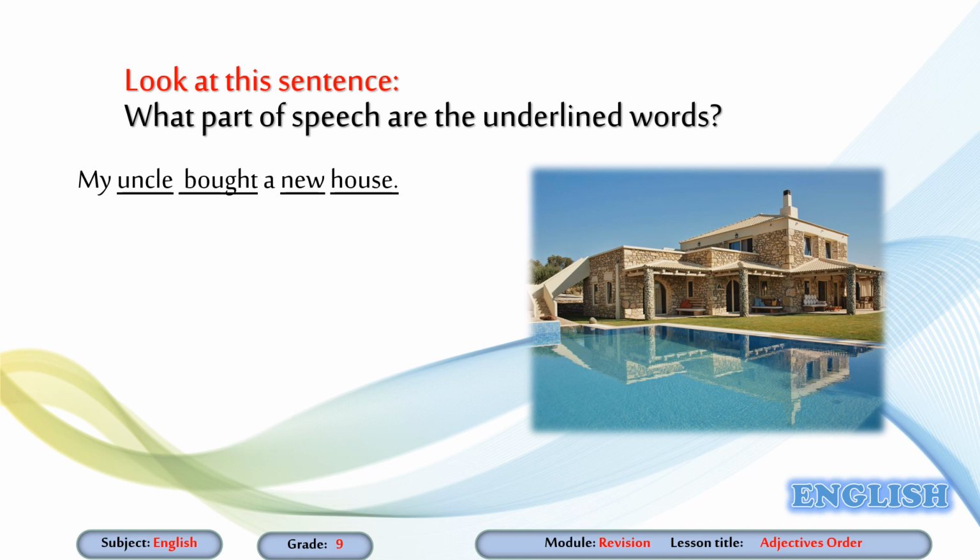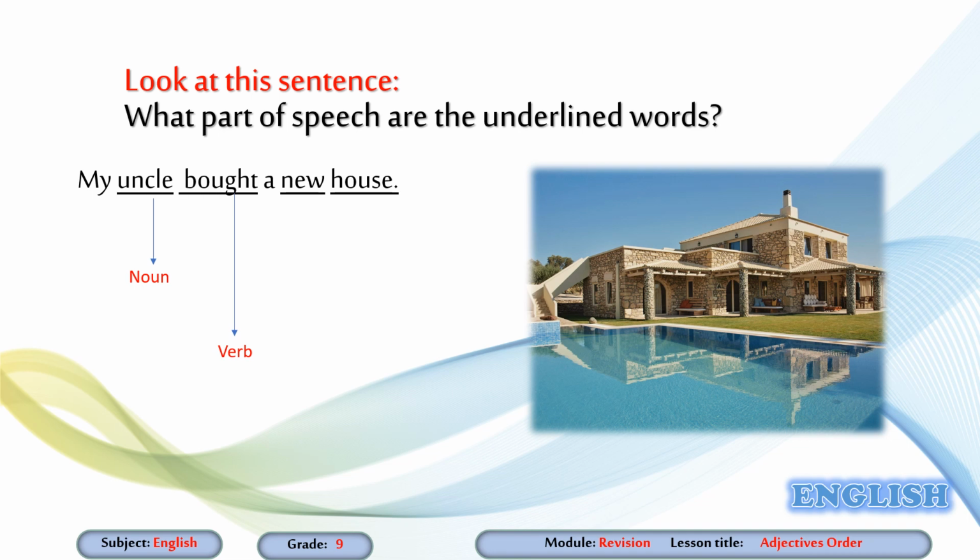Let's start with the word uncle. What do you think uncle is? Is it a verb, noun, adjective, adverb, pronoun? What do you think? Yes, great. It is a noun as it refers to a person. Now let's go to the second one, which is bought. What do you think bought is? Is it a verb, noun, adjective, adverb, and so on? What do you think it is? Yes, great. It is a verb as it indicates an action.